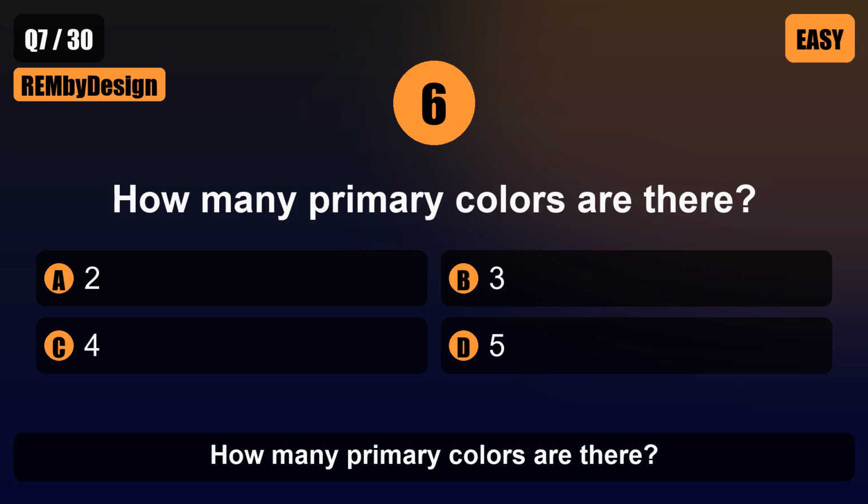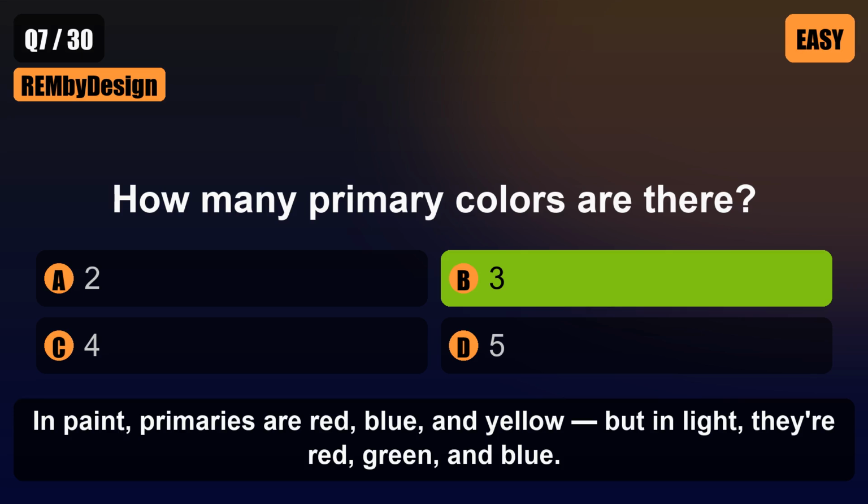How many primary colors are there? A. 2, or B. 3, or C. 4, or D. 5. The answer is B. 3. In paint, primaries are red, blue, and yellow, but in light they're red, green, and blue.